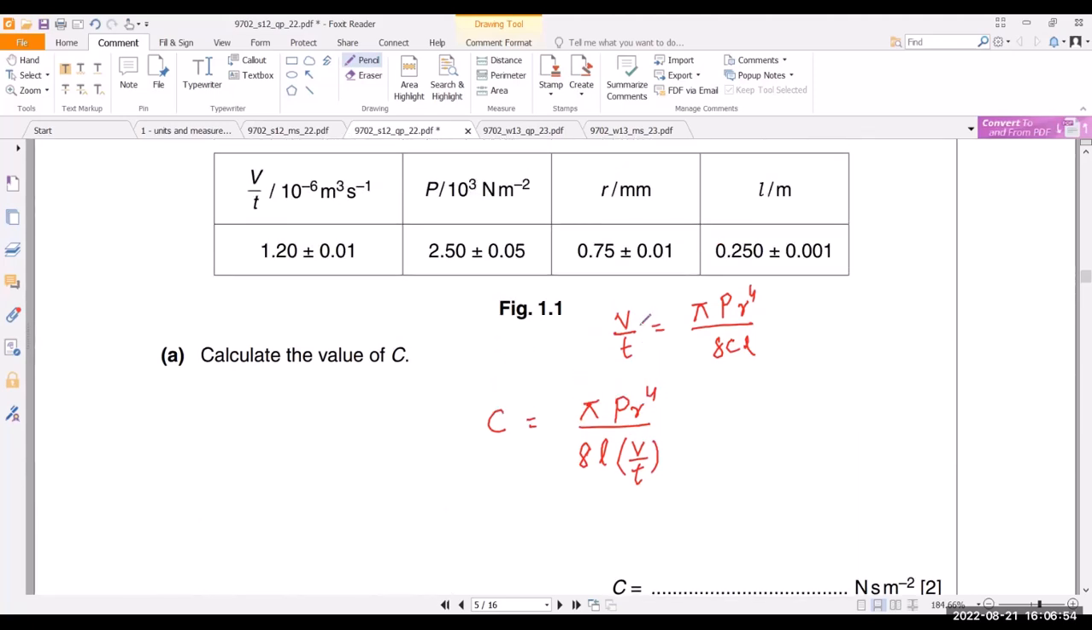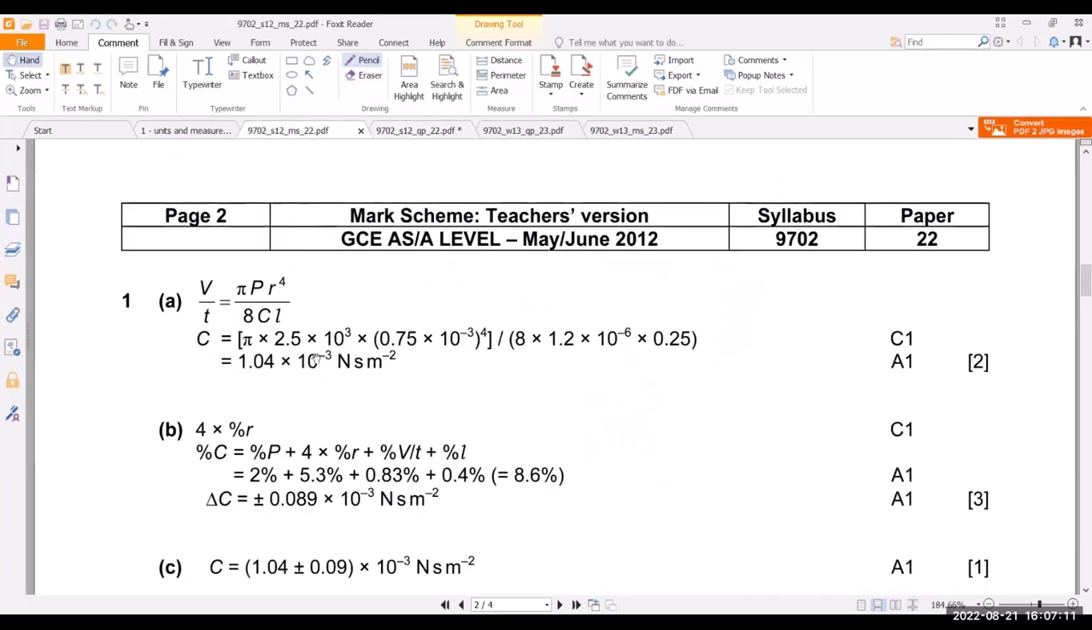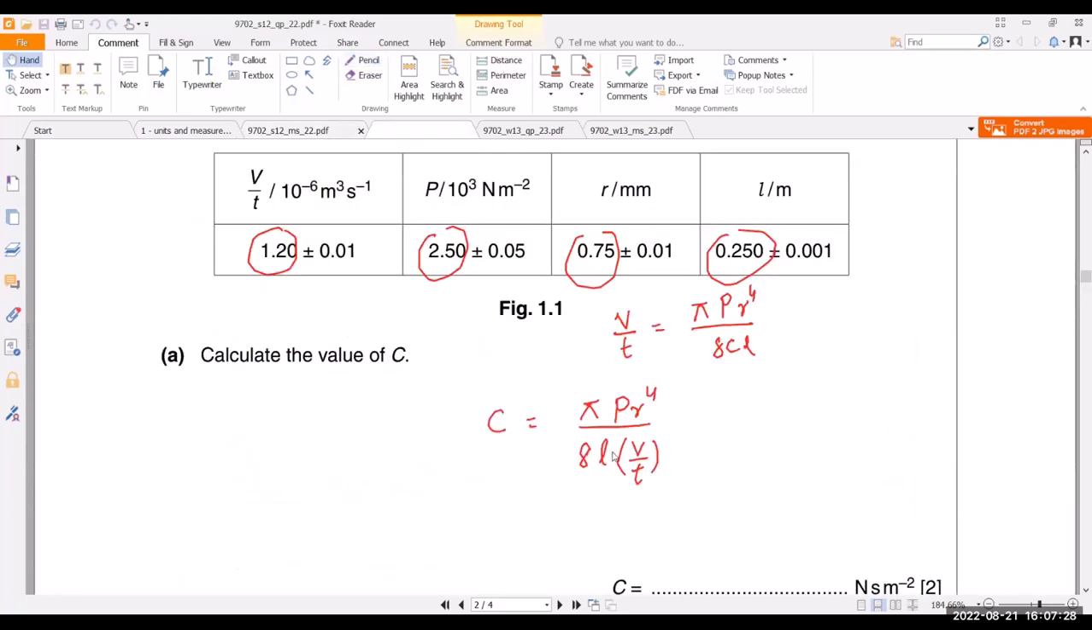Now the main thing in this type of question is, when he is asking to calculate the value of C, just put in the actual values of each measurement, not the uncertain part. Leave that part. Just substitute the values over here. As you can see in the mark scheme, he has only substituted the actual values and calculated the exact value of C, that is 1.04 times 10 to the power minus 3. You can do it by yourself. Now, I can write this value over here directly: 1.04 times 10 to the power minus 3.